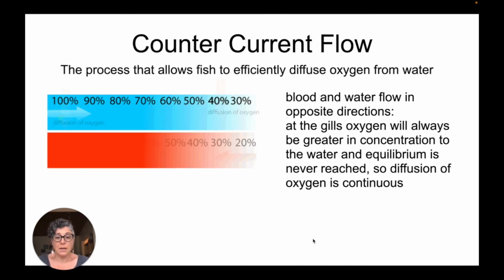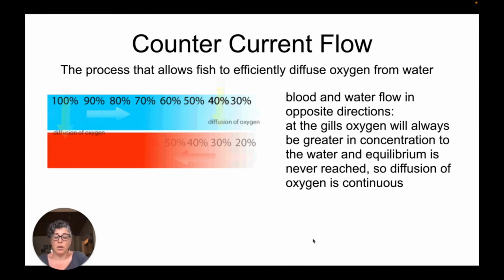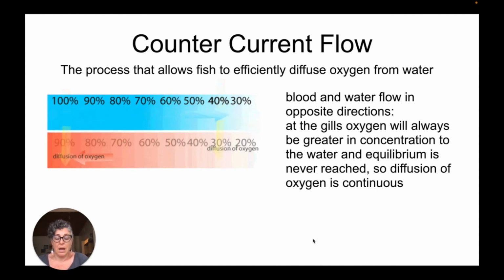So this countercurrent flow is going to allow the fish to efficiently diffuse the oxygen from the water by having this system where the water is flowing past the gills in one direction and the blood is being pumped through the gills in the opposite direction.